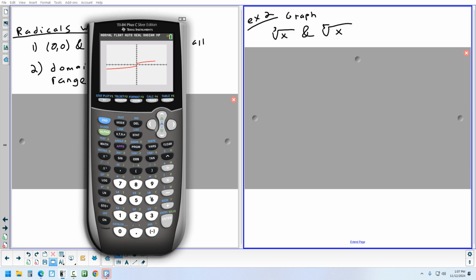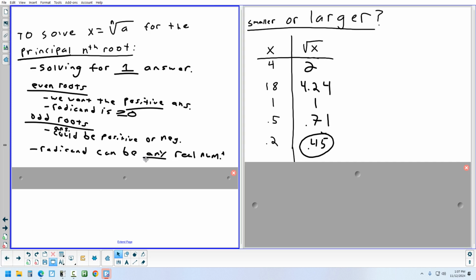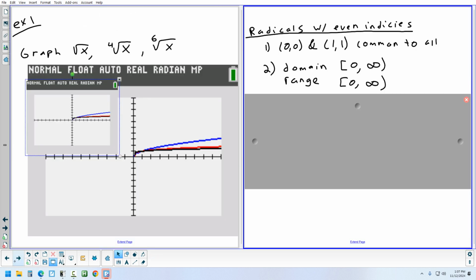What do you notice right away about an odd root? It doesn't start at the origin? No, it doesn't start there. It does go through it, though. Yep. It goes through like negative 2. Yeah, it goes negative. And that's because when you're dealing with an odd root, the radicand can be any real number. It doesn't just have to be greater than or equal to 0. Yep. So it goes left and it goes right.